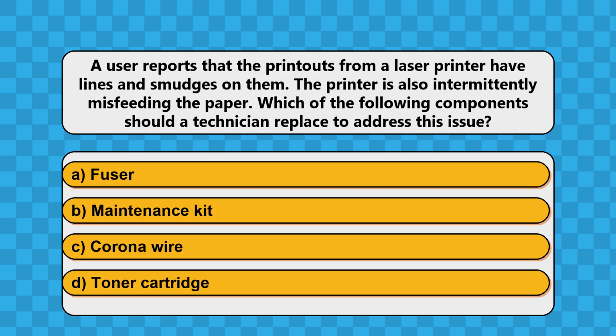Question 6. A user reports that the printouts from a laser printer have lines and smudges on them. The printer is also intermittently misfeeding the paper. Which of the following components should a technician replace to address this issue? Option A. Fuser. Option B. Maintenance kit. Option C. Corona wire. Option D. Toner cartridge.